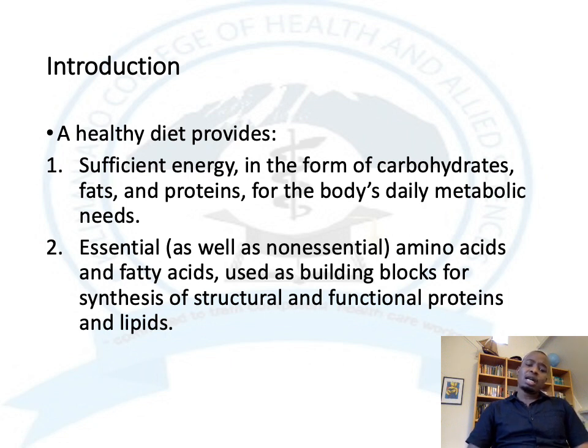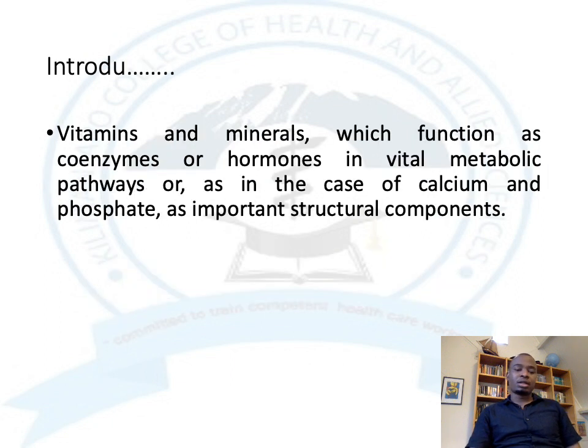A healthy diet should provide sufficient energy in the form of carbohydrate, fat, and protein for the body's daily metabolic needs. So you need all of them, as well as essential and non-essential amino acids and fatty acids. They are used for building the body. They are building blocks for synthesis of structural and functional proteins and lipids. So if they are not there or not sufficient, automatically you may end up having some problems.